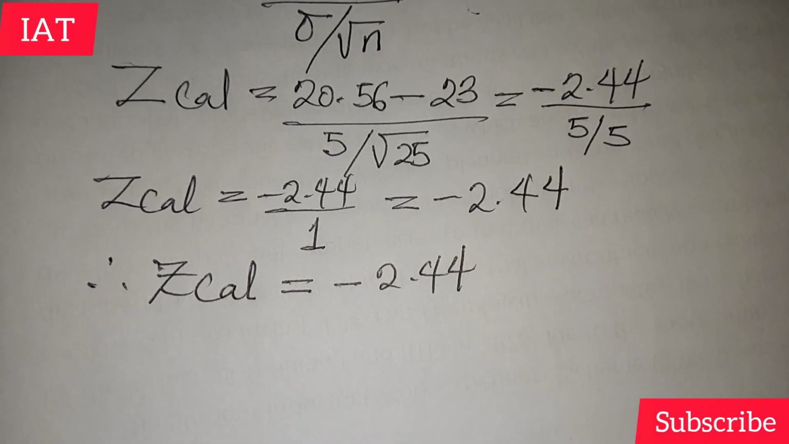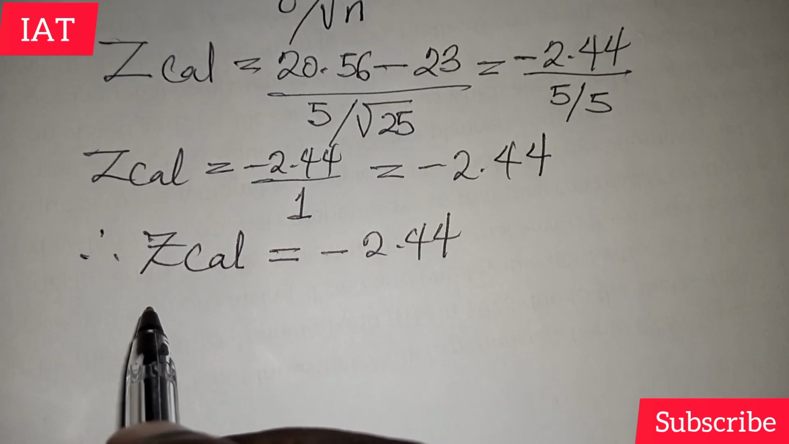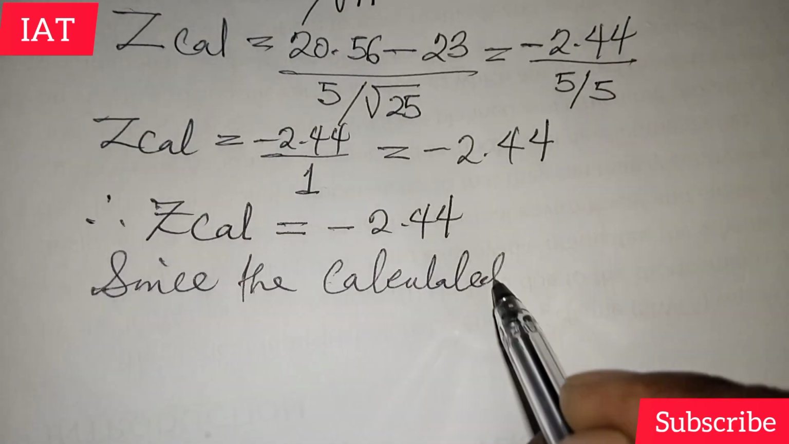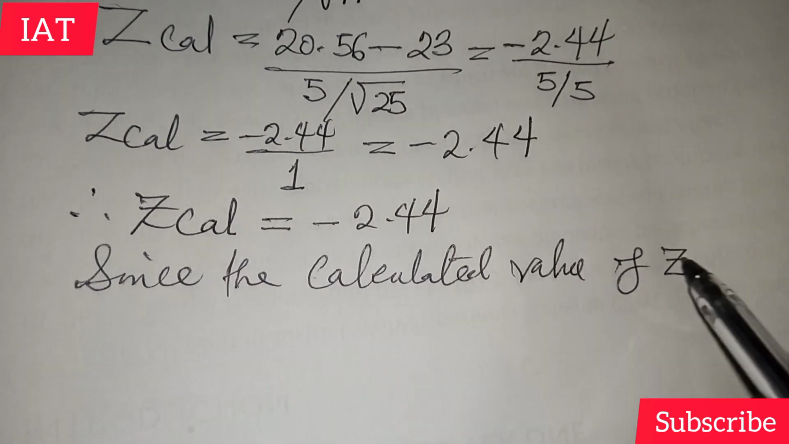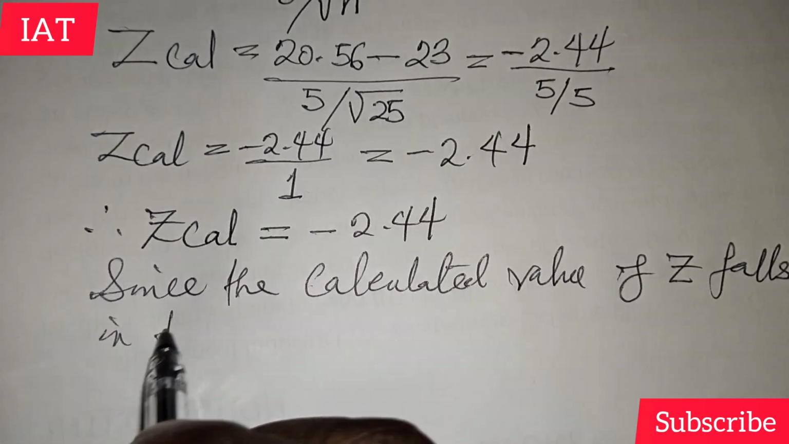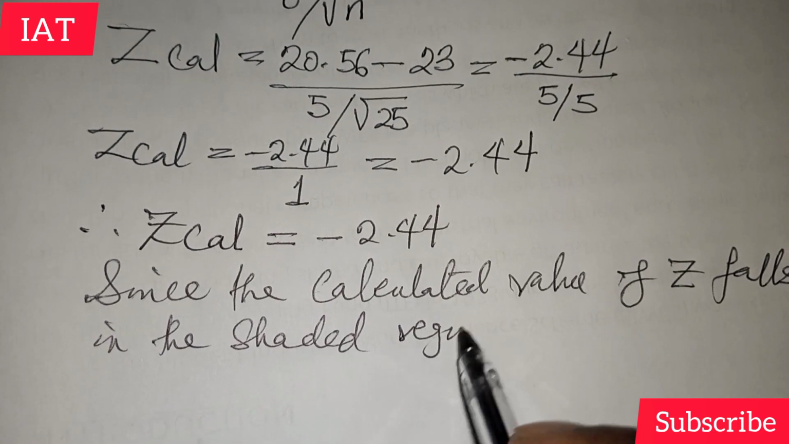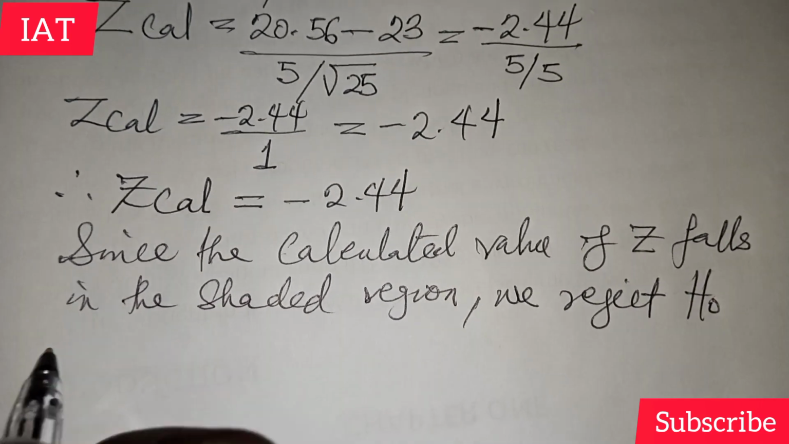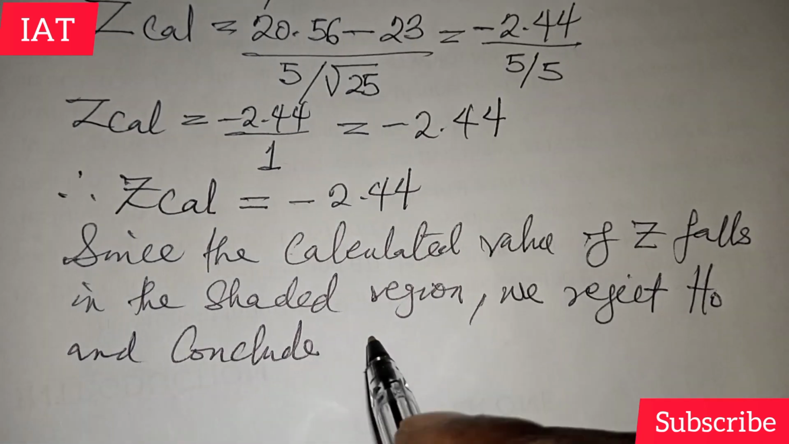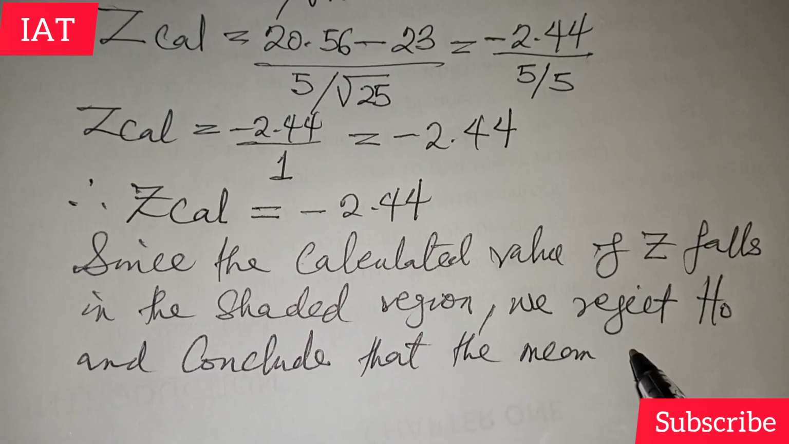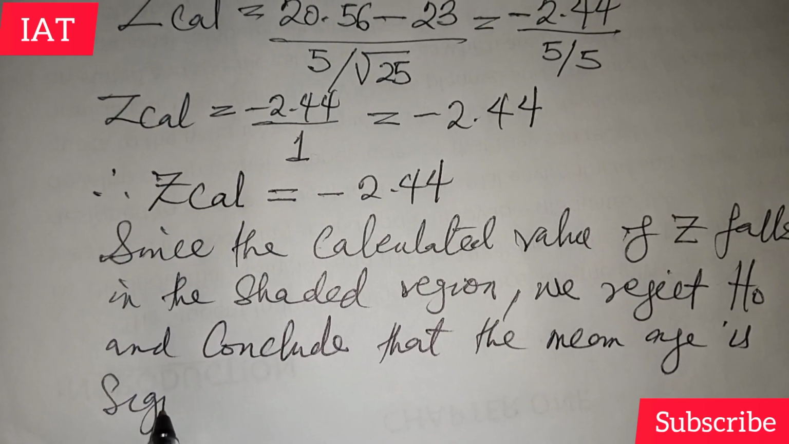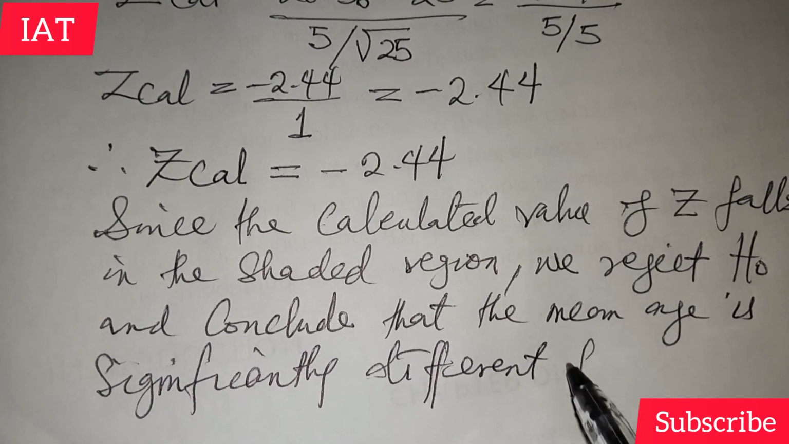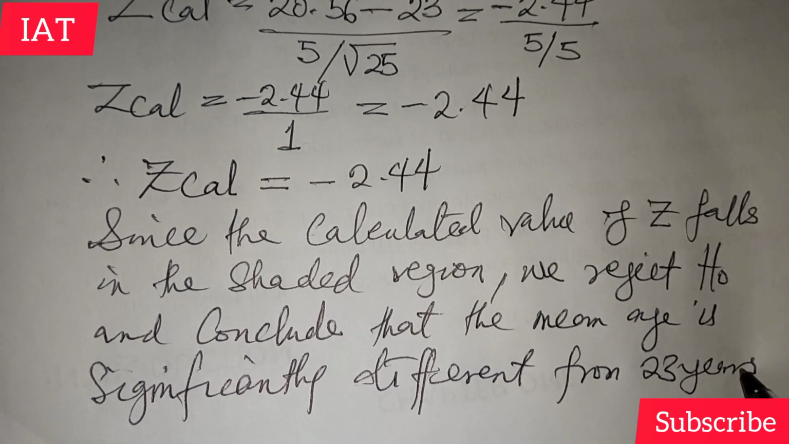All right, so because it falls within that shaded region, we could just make our conclusion like this: since the calculated value of z falls in the shaded region, we reject the null hypothesis and conclude that the mean age is significantly different from 23 years. So that's how we make our conclusion.